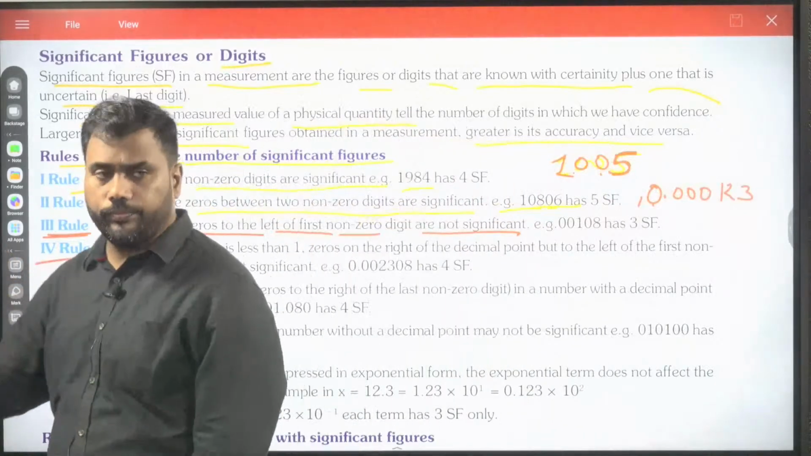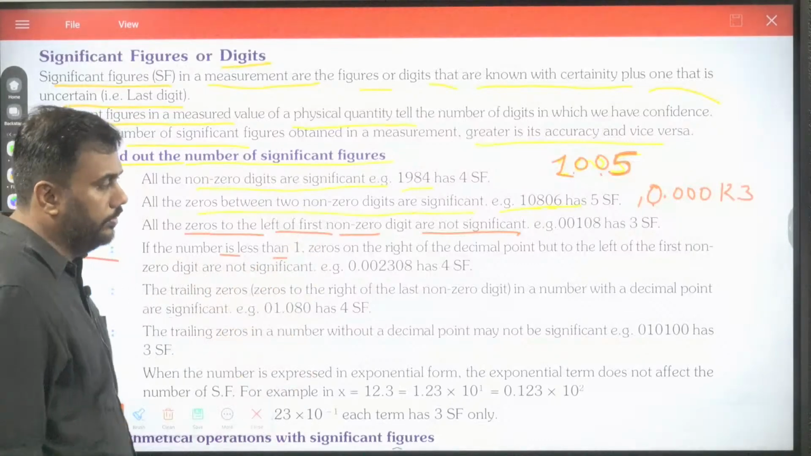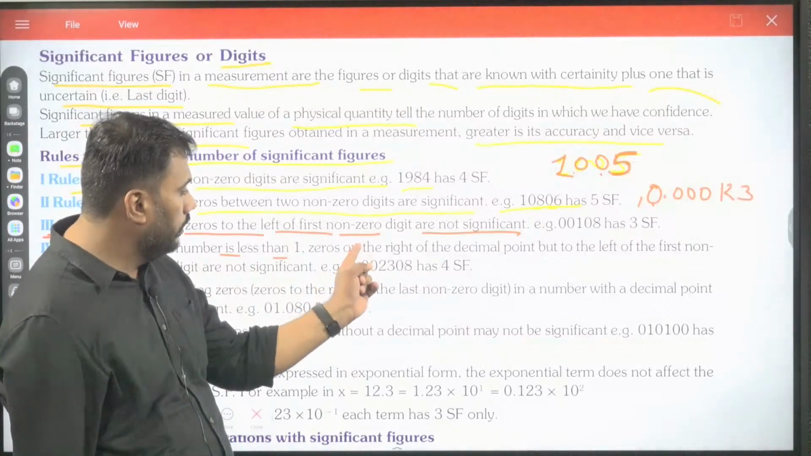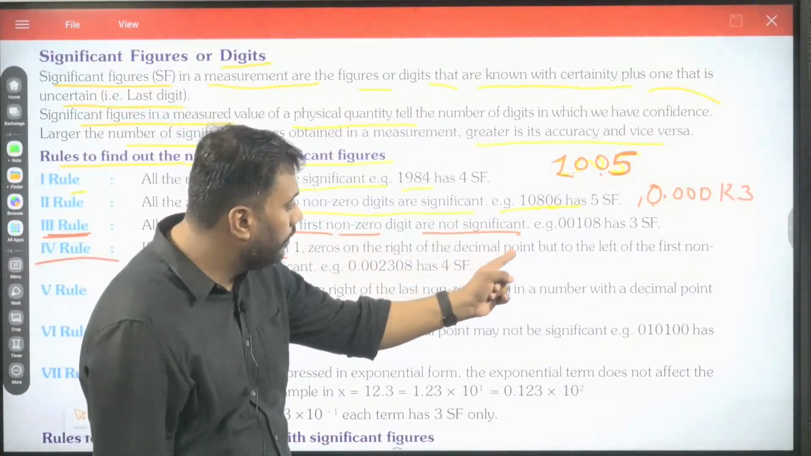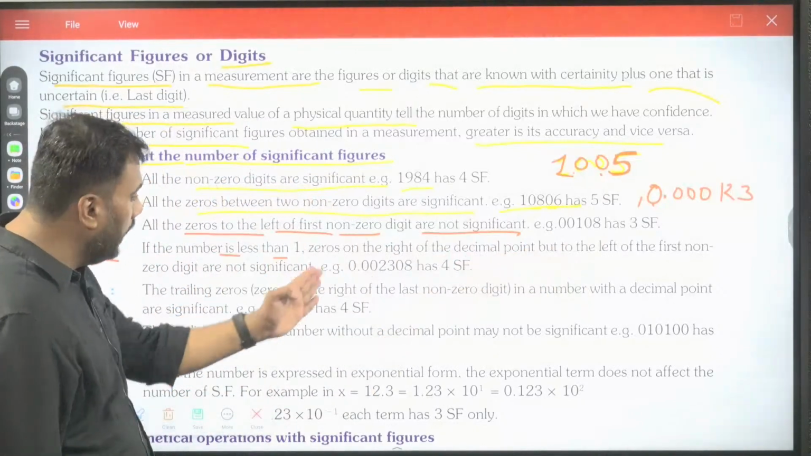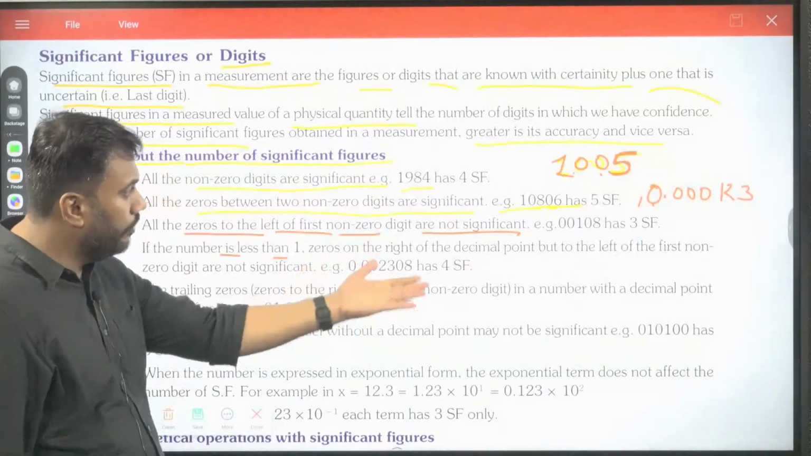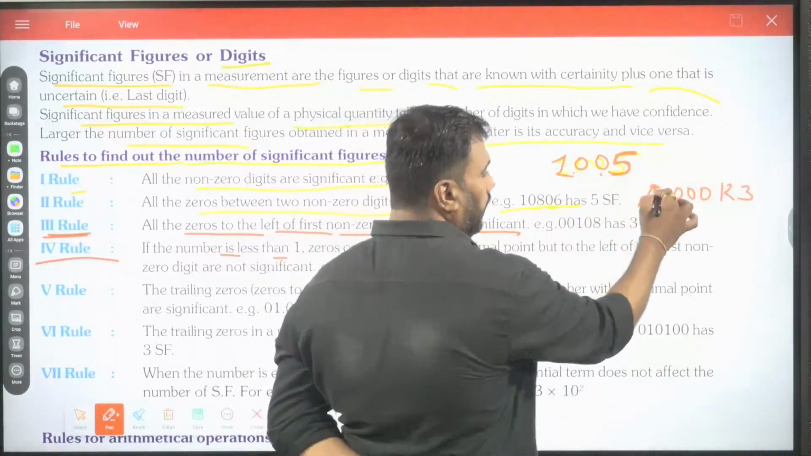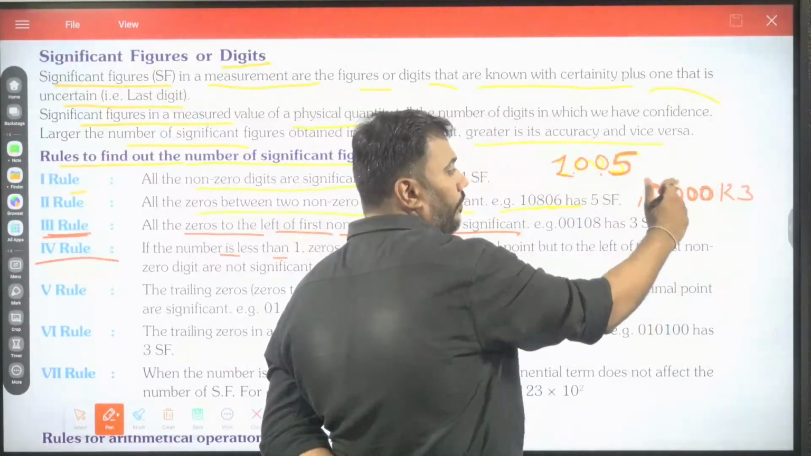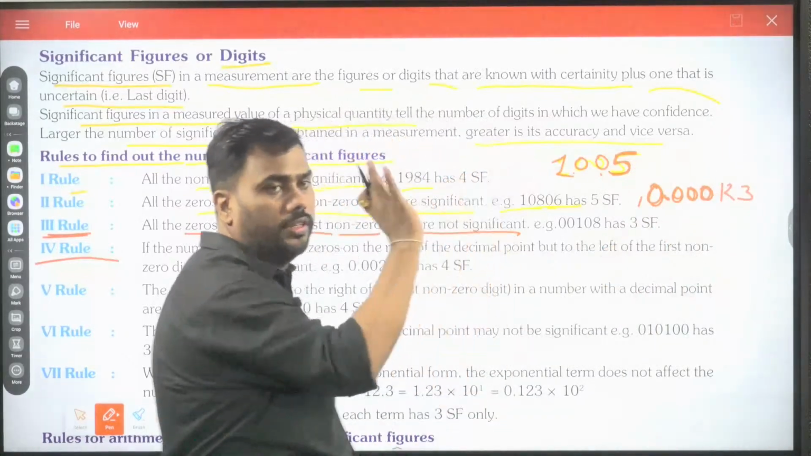Fourth rule. If the number is less than 1, then all the zeros on the right of the decimal point but to the left of the first non-zero digit are non-significant. For this same example, which has many zeros, all the zeros which are right of the decimal but left of the first non-zero digit are not significant.